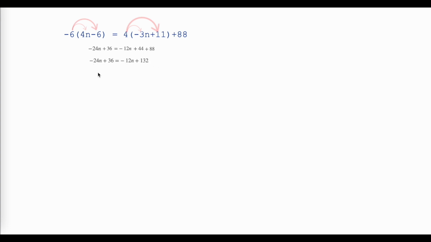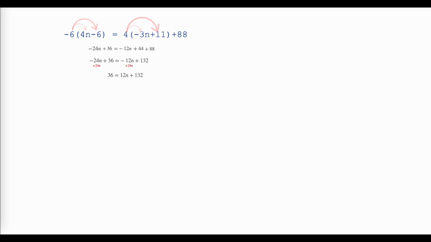Now I've got n's on both sides of this equation, and my goal is to get the n's all alone. So I want to get the n's on one side. I want to get rid of them from one side. I'm going to get rid of the smallest, which is negative 24. To get rid of negative 24, I'm going to add 24. And if I add 24 to the left-hand side, I have to add it to the right-hand side to balance everything out. We're left with 36 is equal to negative 12n plus 24n, which is positive 12n.